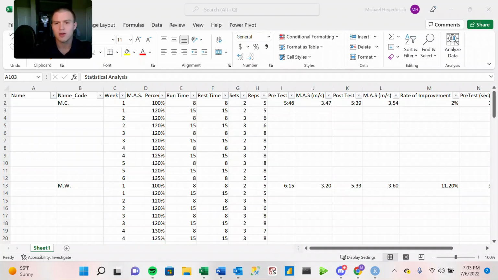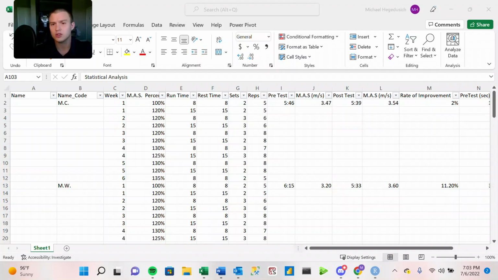So what we have here is an Excel sheet with the athletes' names, the week that we used. It was a 6-week program, the percentage of max aerobic speed, the run time, the rest time, the number of sets, reps, and then I broke it down and looked at their pre-test, their post-test numbers, and the rate of improvements, as well as a couple other things that we'll look at here in a second.